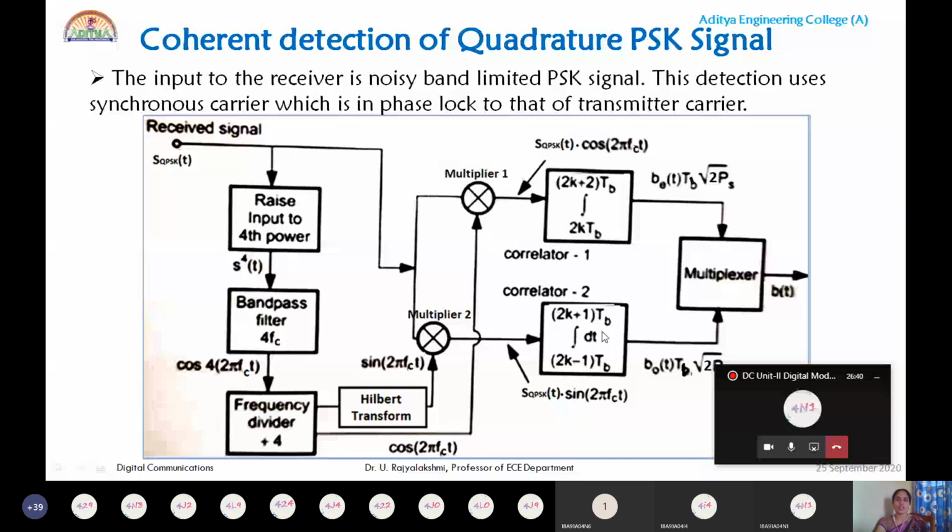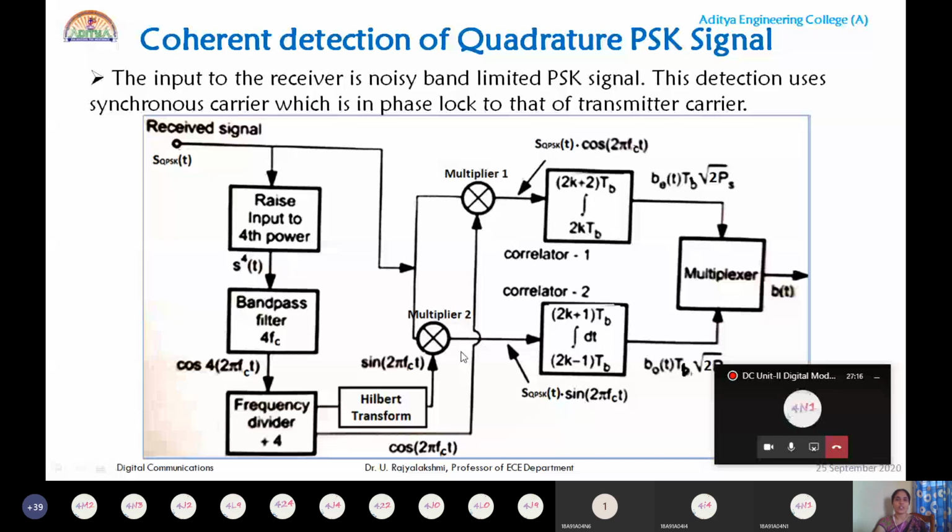Both consist of multiplier 1 and multiplier 2 followed by a low pass filter. Here multiplier 1 takes the product of the received signal and cos 2πfct, that is the in-phase carrier. And the low pass filter performs integration for even intervals. So the output will be in the form of an even sequence, because integration is performed for even intervals and multiplier 1 takes the product of the received signal and cos 2πfct.